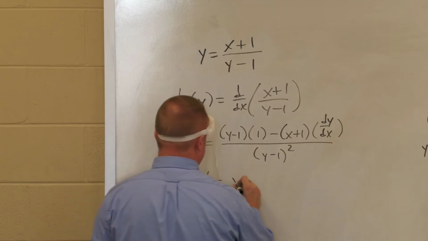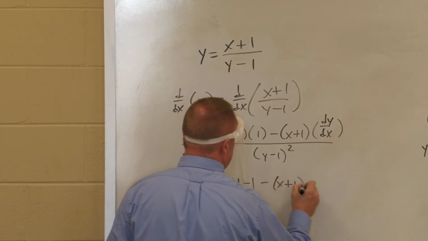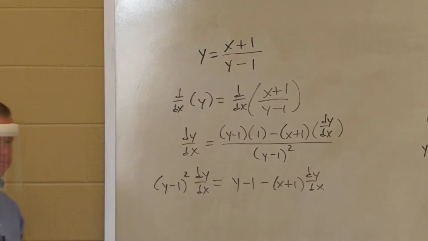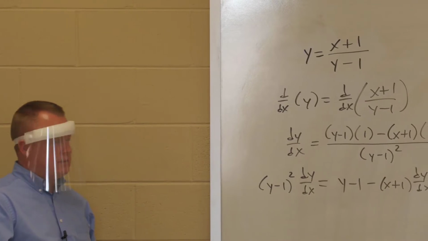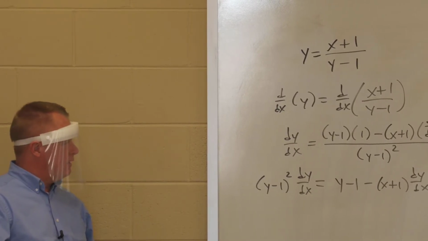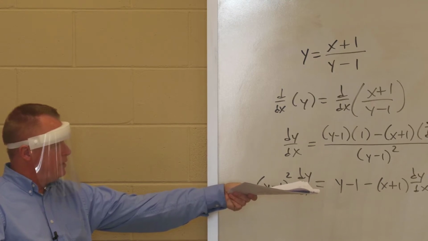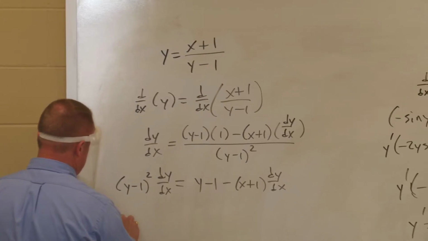That will give me (y minus 1) minus (x plus 1) dy/dx. Okay, that looks a little better. Questions? Now, I have a dy/dx on the left. Let's just add the (x plus 1) dy/dx to the other side. So now I would have this.